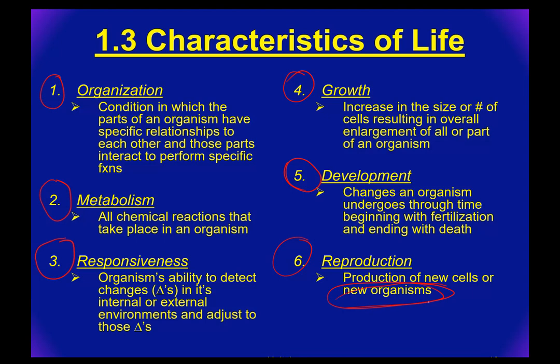New organisms. So you leave your car in the parking lot when you go to work or you go to school, right? And it's not like in 9 months you expect to see little cars being birthed from your car. It's not a living thing. But if you have two humans, a male and a female, and they like each other, maybe even love each other, there is a possibility of them creating new organisms. So again, these are the 6 characteristics of life.